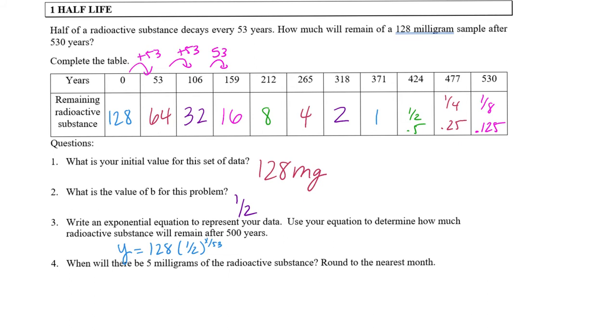Now it says to use your equation to determine how much will be left after 500 years. So 500 years is going to be our x. So into your calculator, you want to type 128, parentheses 1/2, and then as your exponent, you're going to do 500 divided by 53. And if you do that, you should get 0.185. And the decimal does keep going. It's not a repeating decimal, but that's our rounding of our decimal. And that is in milligrams.